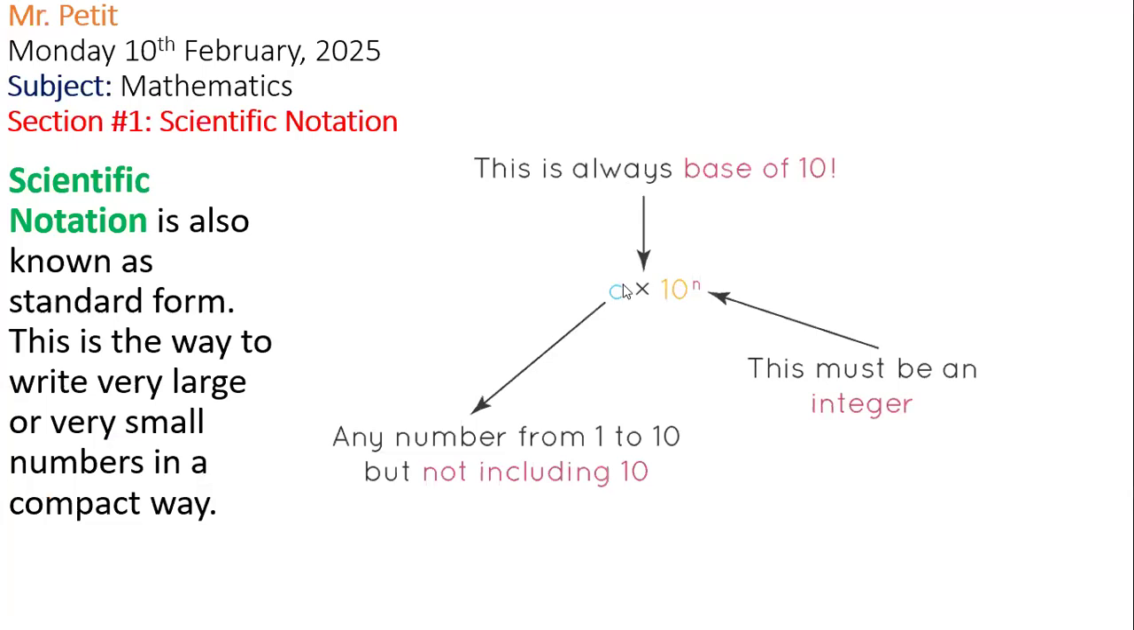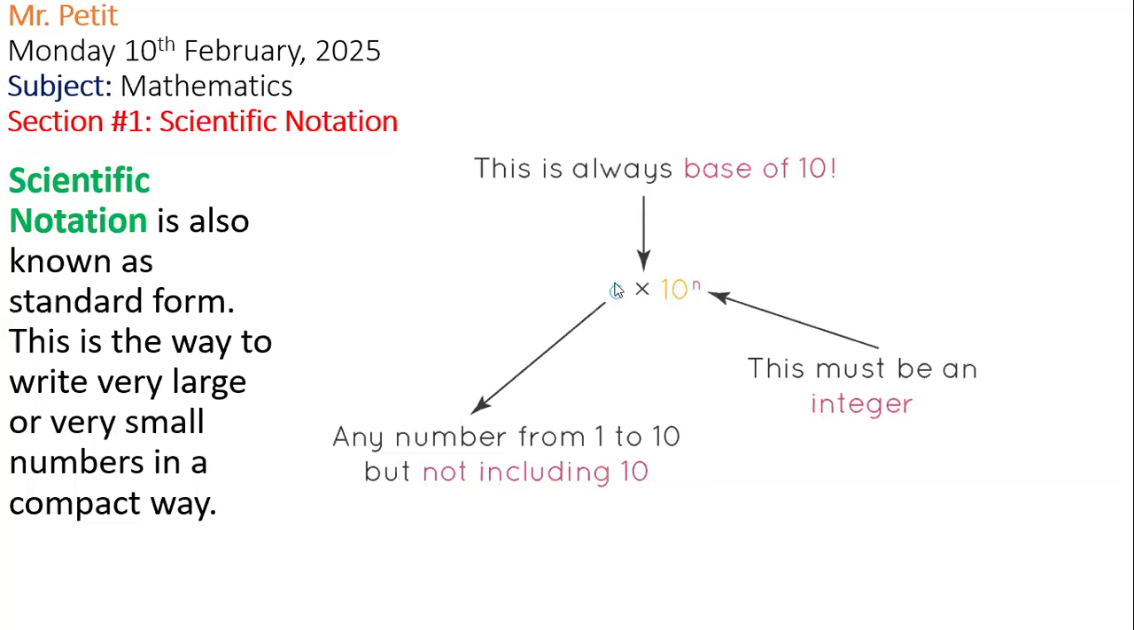All right, so the formula is C times 10 to the power of n. Now, here's the rule. This is very important. The rule is that C can be any number from 1 to 10, but it can't be 10, right? And n must be an integer. And the base you must always use must be base 10, all right?